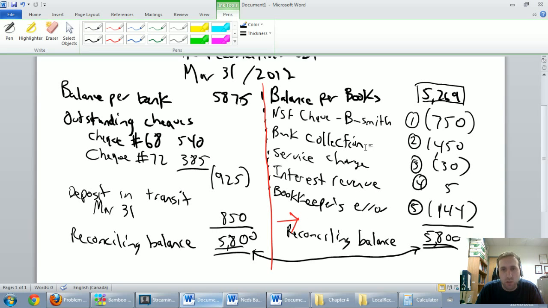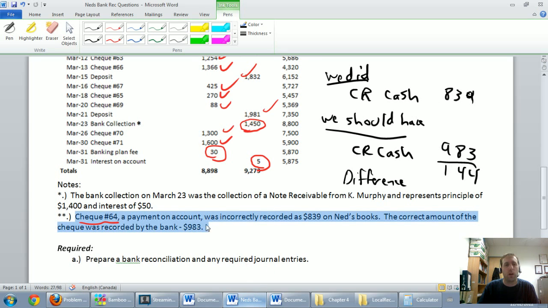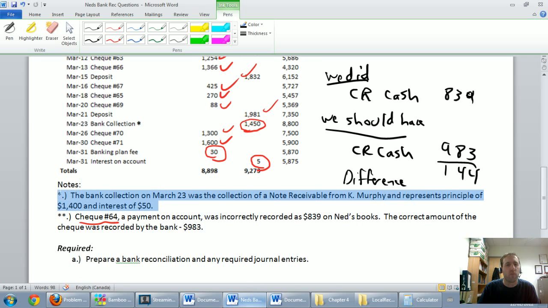Okay, the next entry, entry 2, says bank collection $1,450, and I remember this one had an asterisk. I've got to go back to the original problem and read the asterisk. It says the bank collection on March 23rd was the collection of a note receivable from K. Murphy and represents principal of $1,400 and interest of $50. Okay, so we got $1,450. $1,400 was principal on a note receivable. $50 was interest. Let's worry about the $50 first.